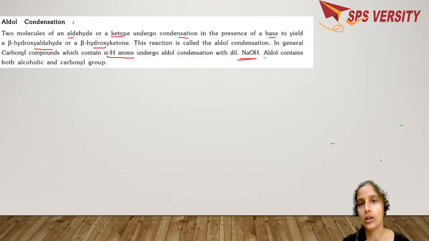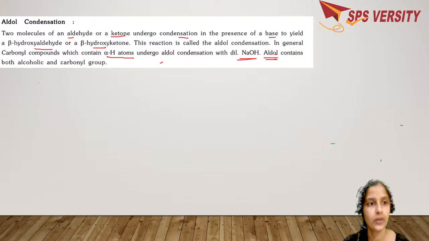What do you mean by aldol? It contains an aldehyde and an alcohol group. So that's why it is called aldol. So how does the reaction proceed? For example, if you take a particular reaction, how does it proceed?